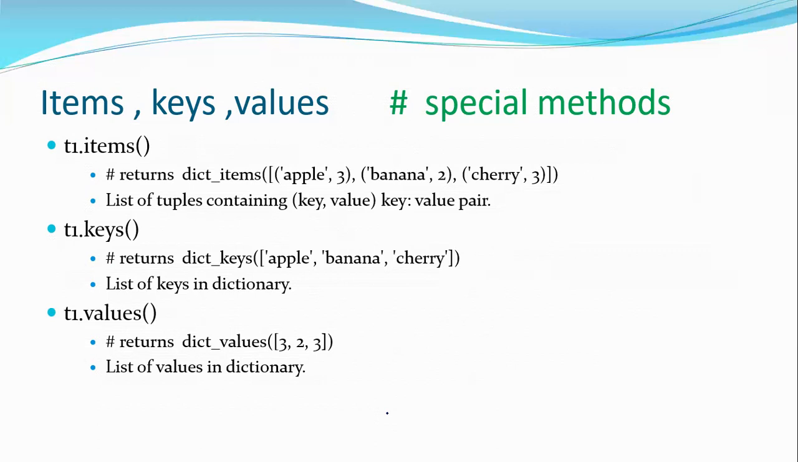If I say t1.keys(), we'll get the list of all the keys of that particular dictionary. And if I say t1.values(), obviously I'll get a list of values in the dictionary. And if I say t1.items(), remember I'll get a list of tuples, and the tuples correspond to key value pairs. So these are the t1.items(), t1.keys(), and t1.values() methods.